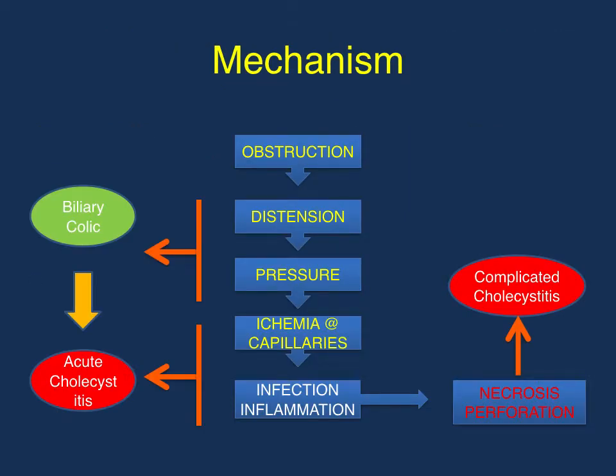This is a slide that you have already seen before, but let's do it in the context of gallstones. Biliary colic leading to acute cholecystitis due to, once again, obstruction, distension, increased pressure, thus leading to ischemia at the capillary level, resulting in infection, inflammation, with subsequent necrosis leading to perforation.